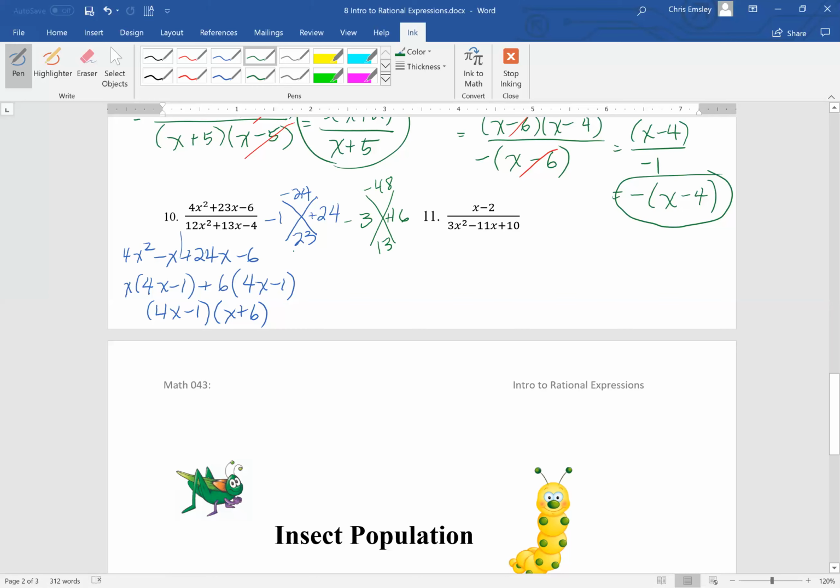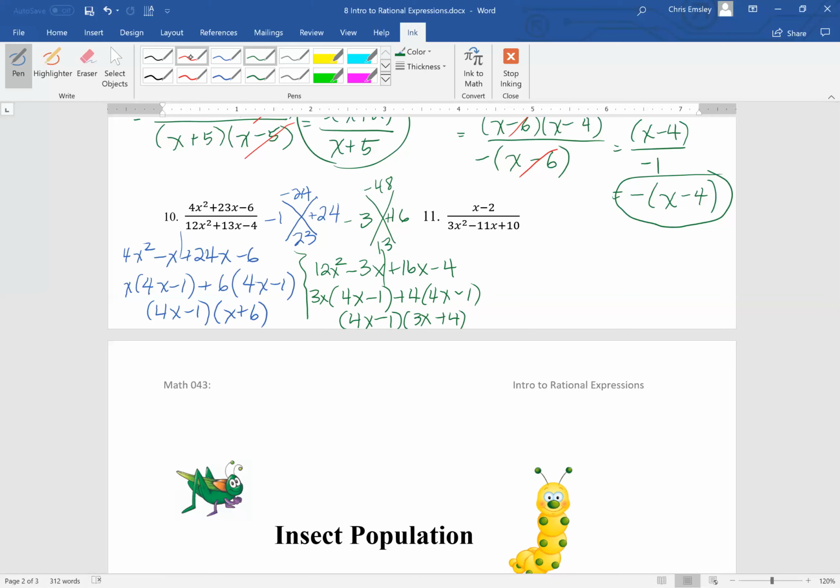So again, I'll rewrite the denominator, 12x squared, but instead of plus 13x, I'm going to write it as minus 3x plus 16x minus 4. Factor by grouping. So in the first 2 terms, I can pull out a 3x. And from the second 2, I can pull out a 4. And then it finally factors into 4x minus 1 and 3x plus 4. And now we got to put it all back together.